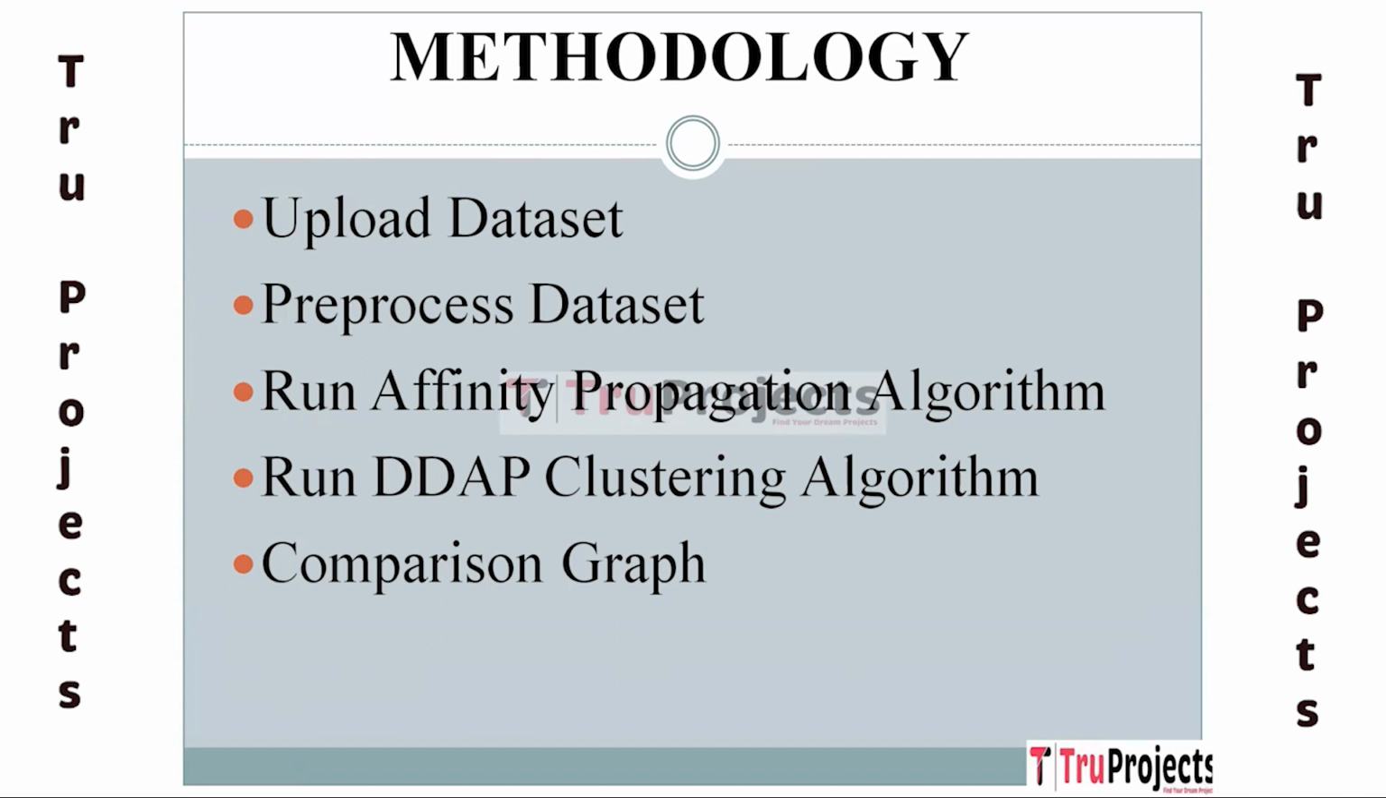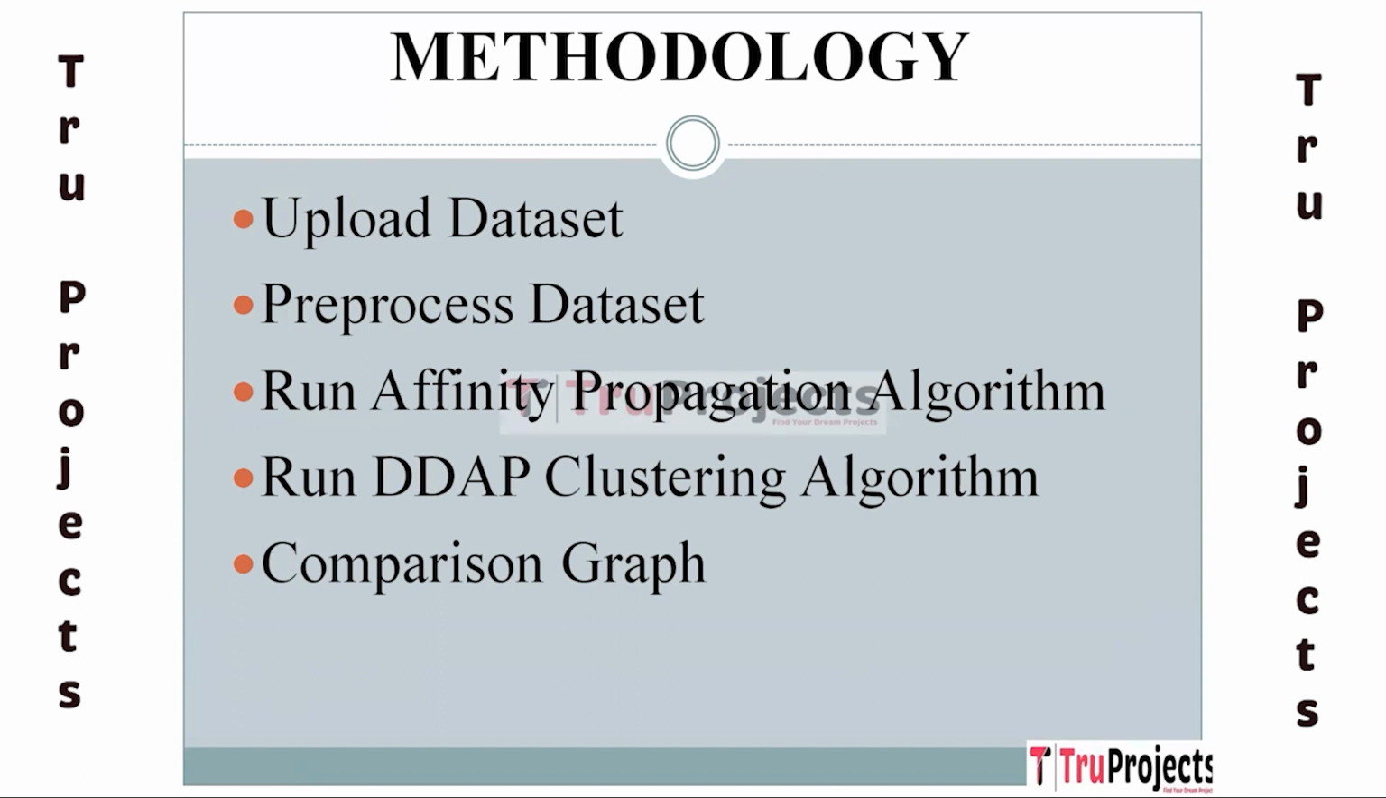Third module is run affinity propagation algorithm. Implement and execute the affinity propagation algorithm on the pre-processed dataset. This algorithm involves iteratively updating responsibility and availability matrices to determine exemplars and cluster assignments. Fourth module is run DDAP clustering algorithm. Implement and run the DDAP algorithm.